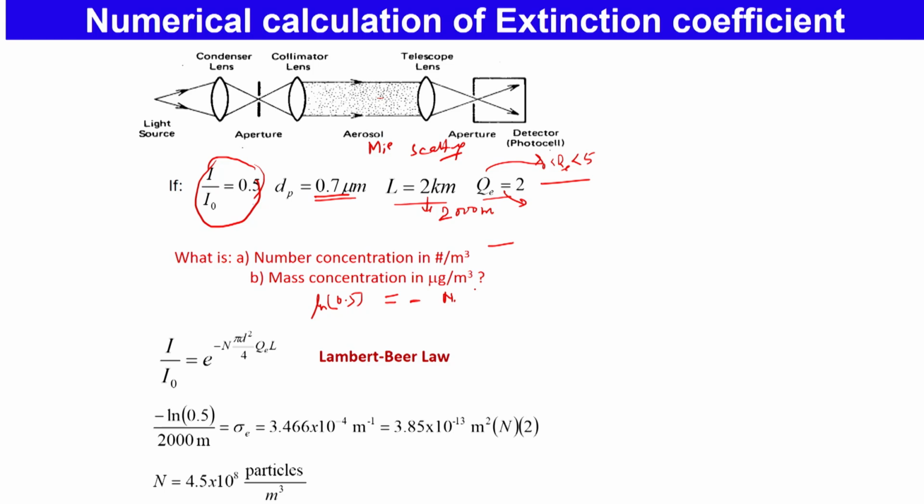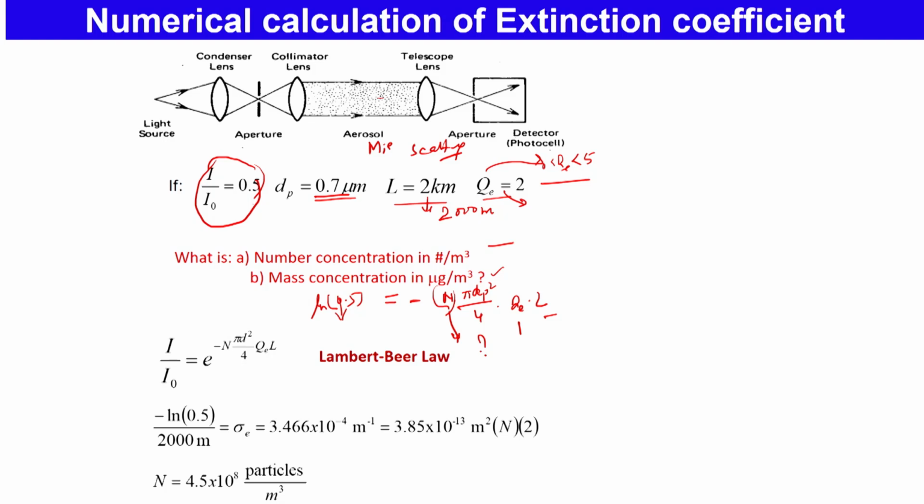n, pi dp square upon 4 into QE into L. And ln 0.5 you can just calculate, I don't remember how much that number is, but anyway you can calculate it. If you calculate this number, and dp is given, QE is given, L is given, there is only one unknown here, and you can calculate it.